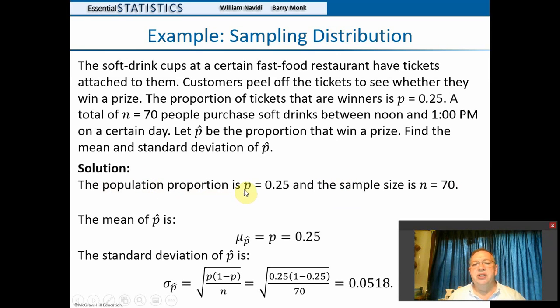So the population proportion p is equal to 0.25, sample size n equal to 70. The mean of the p-hats is just p, which is 0.25. And the standard deviation of the p-hats is the square root of p times 1 minus p over n, where 0.25 is the population proportion: 1 minus 0.25 over 70. That gives us a standard error, or standard deviation, of 0.0518.